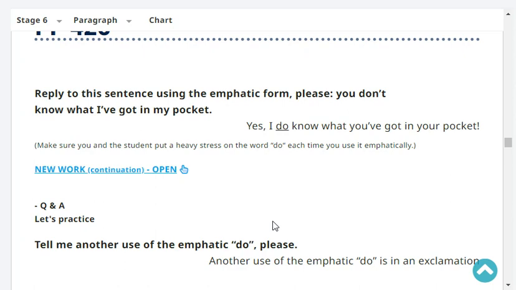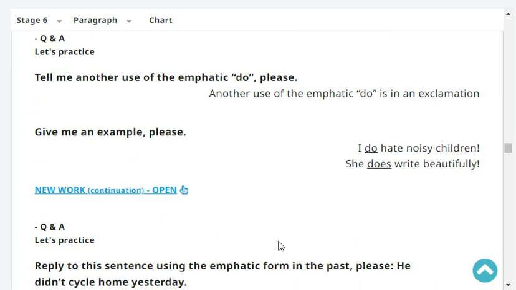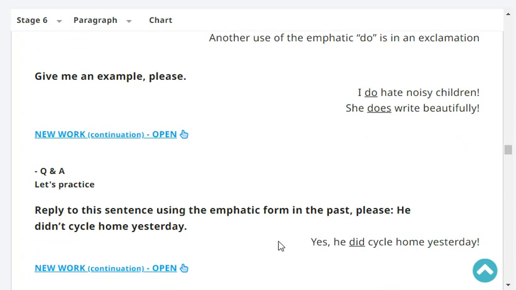Tell me another use of the emphatic do, please. Another use of the emphatic do is in an exclamation. Give me an example, please. I do hate noisy children. He does write beautifully. Is that right? Correct. We could reply to this sentence using the emphatic form in the past, please.